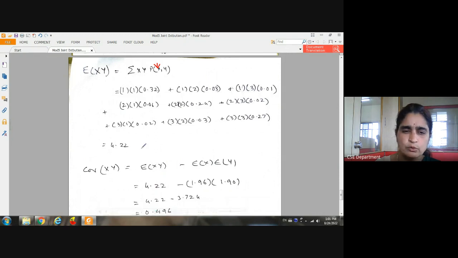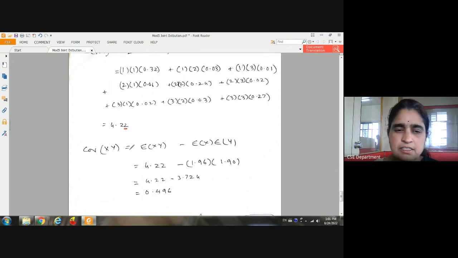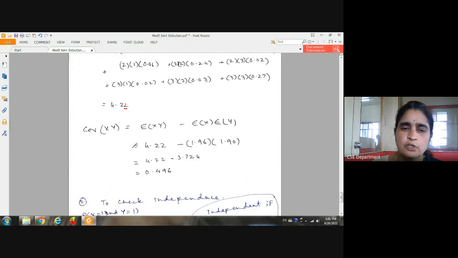So expectation of x into y is 4.22. I think this value in the second place of decimal is slightly wrong. In the last class, we saw 28 or so. Anyway, minor error, please correct it. So expectation of xy is this value minus the product of these two, expectation x into expectation y. Substitute that and you get the covariance.